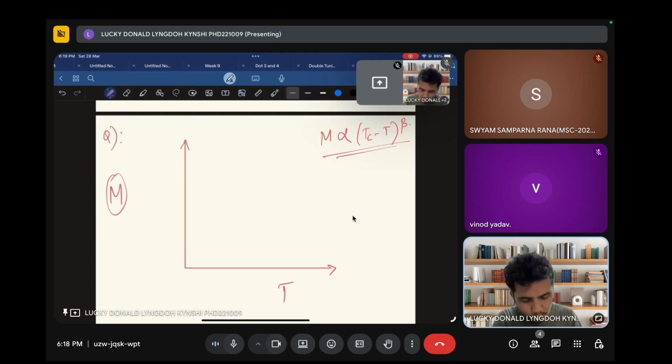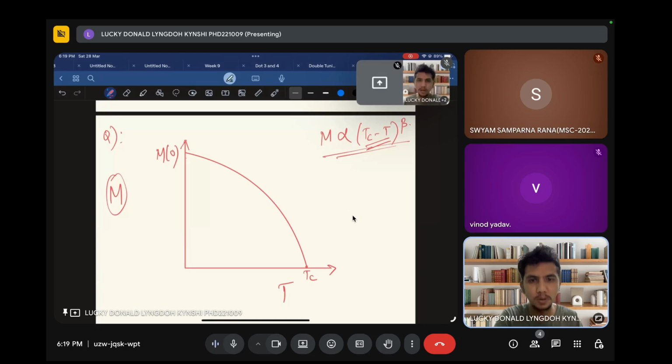If I draw it, it will be something like this, in which this is your Tc. That means once you reach the critical temperature, your magnetization is equal to 0. Because from this formula, if T is equal to Tc, then your magnetization will be equal to 0. So this is M at T equal to 0.